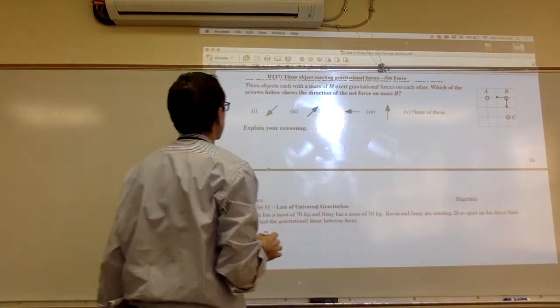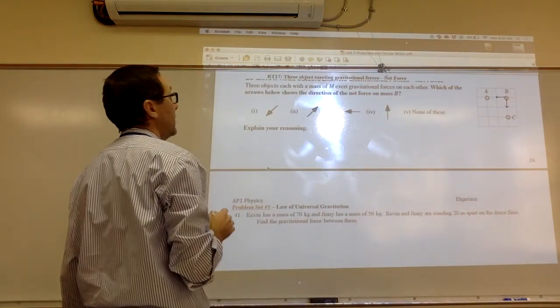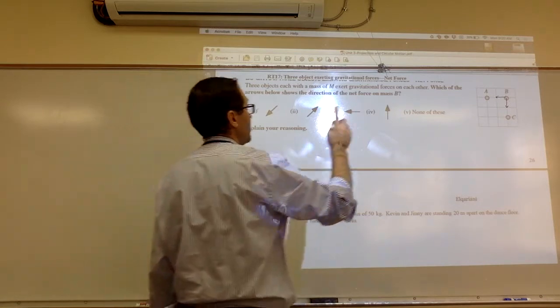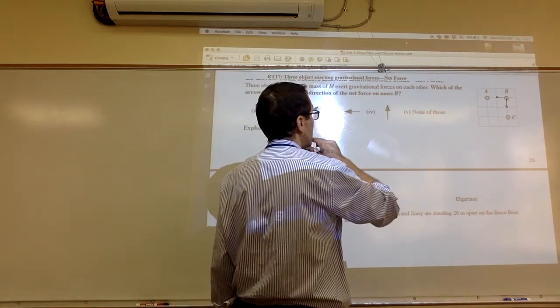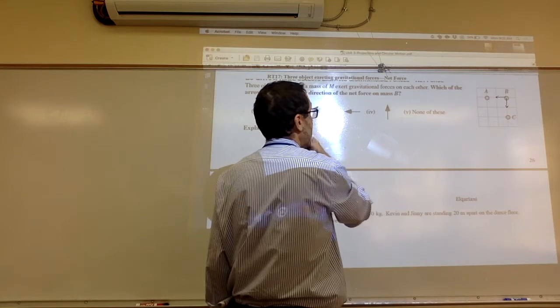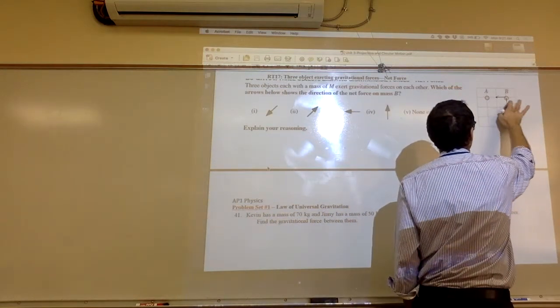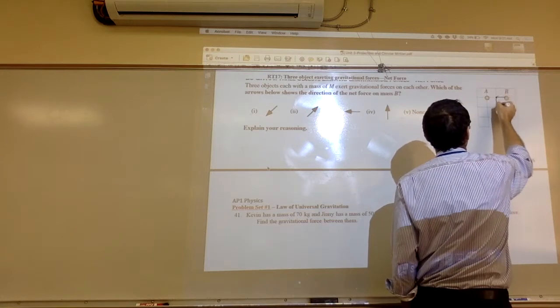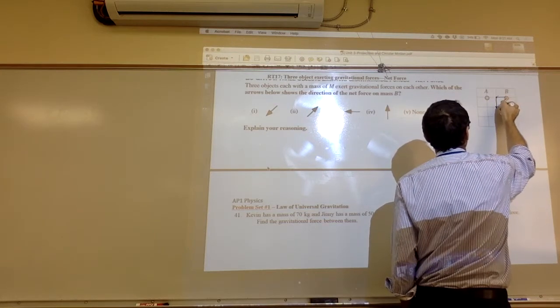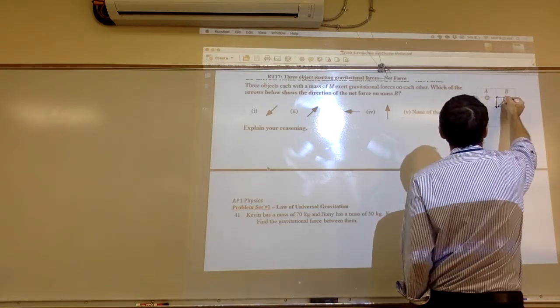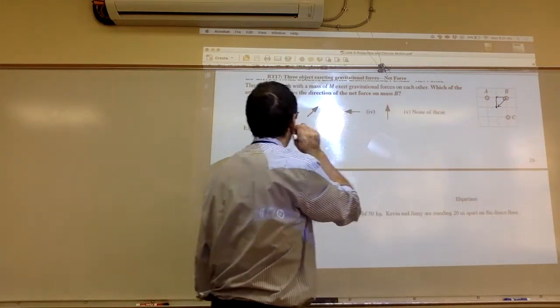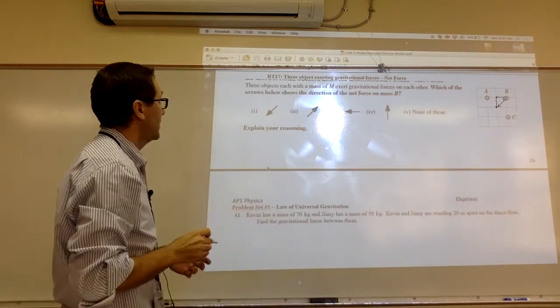Okay? And they all have the same mass. So the force between B and A is the same as the force between B and C. Okay? So now if we do head to tail, we can take this guy, put him here, right? And the force will be in that direction, and this angle here should be 45 degrees. So the answer should be I.